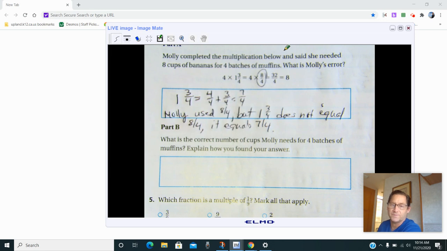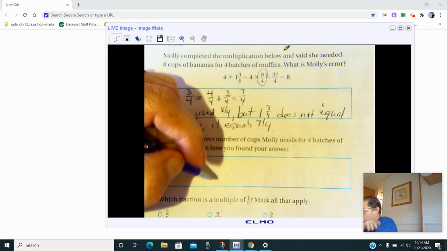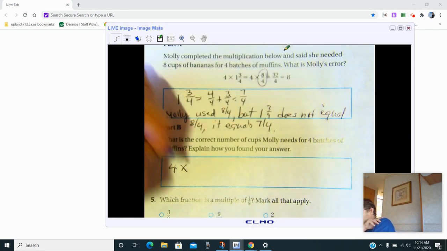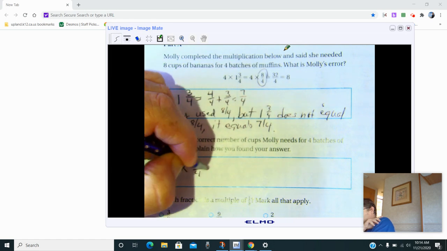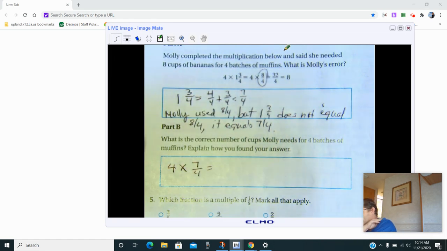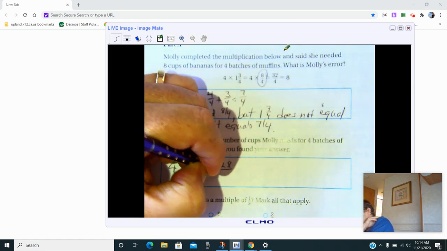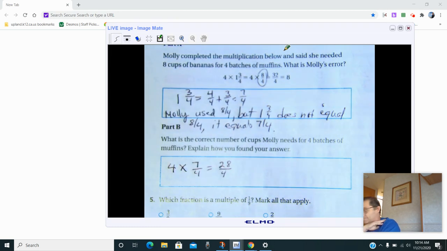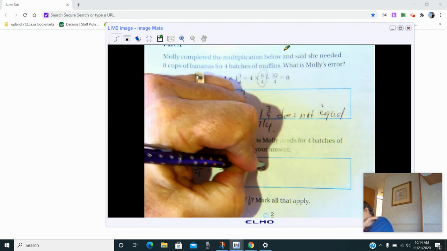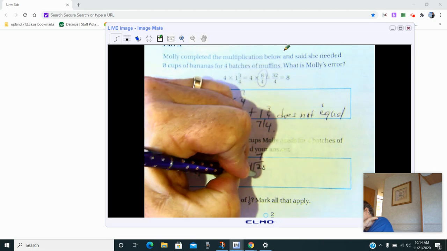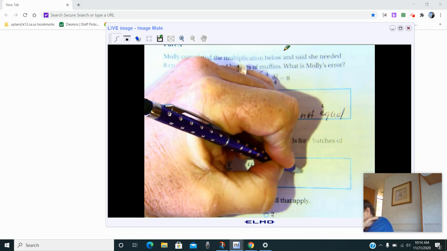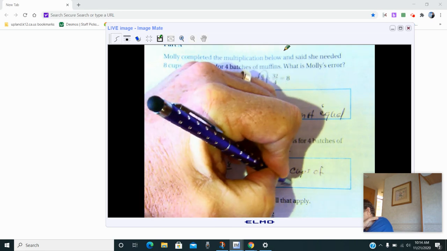What is the correct number of cups Molly needs? Well, 4 times 7/4. Okay, 4 times 7 is 28 fourths. 28 divided by 4 is 7. So she needs 7 cups of bananas.